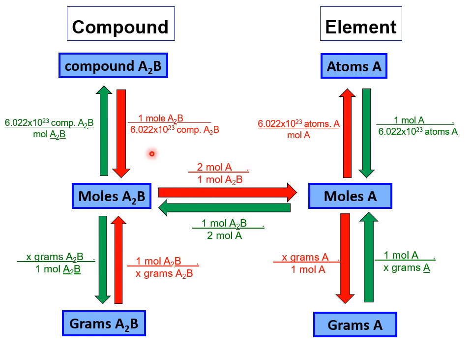So wherever I am here, my goal should be to convert to moles. If I start off here, I go to moles. If I start off here, I go to moles so that I can cross the bridge. And if I start down here, I go to moles so that I can cross the bridge. So your goal should always be, if you're not given moles, to convert into moles so that you can use this bridge here as a conversion factor.